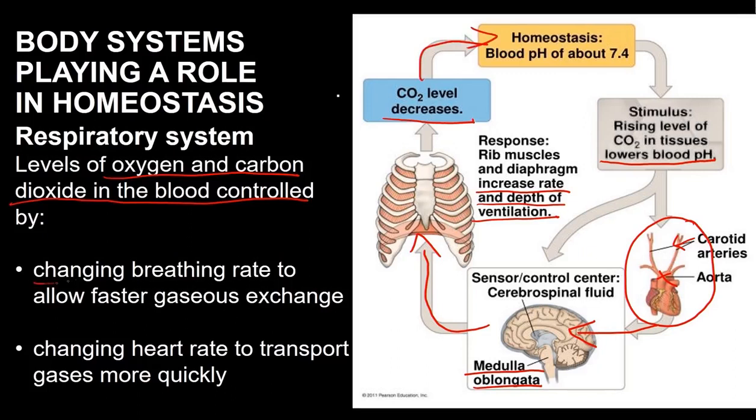And it doesn't only change the breathing rate, it can also change the heart rate to transport gases more quickly, for example, when you have been doing exercise. A basic understanding of how these systems control the level of substances in your blood will help you a lot when you get to matric.